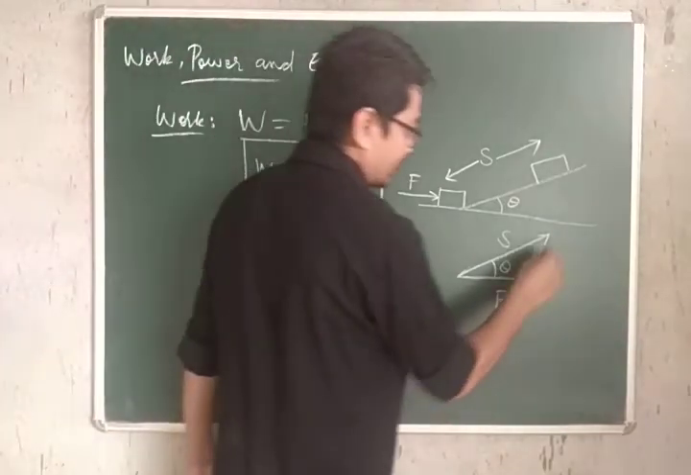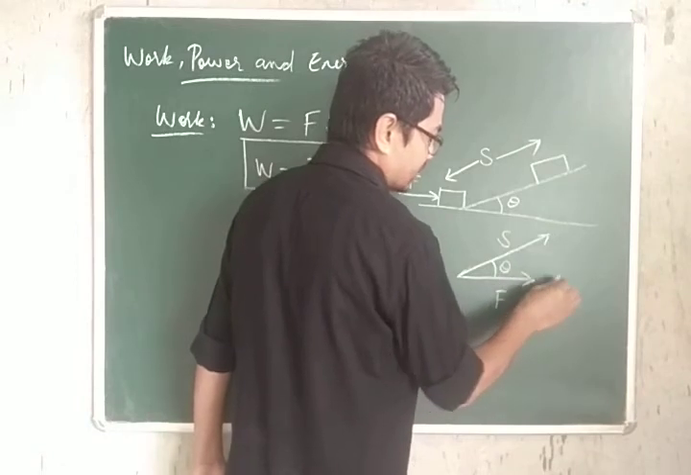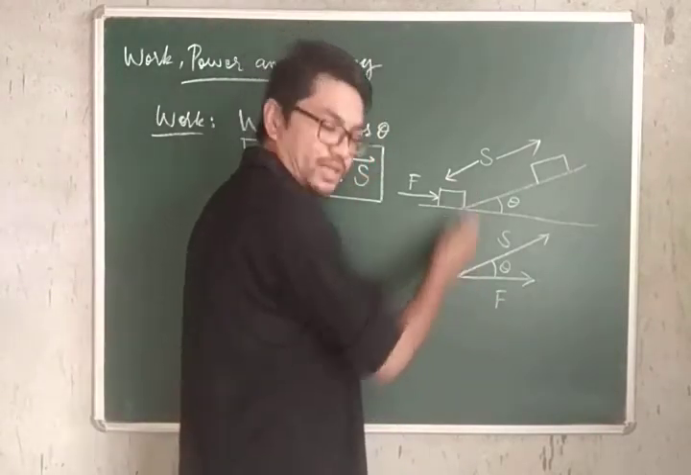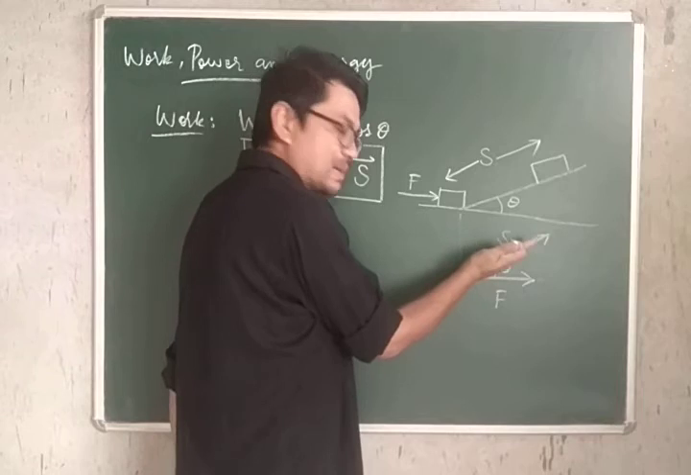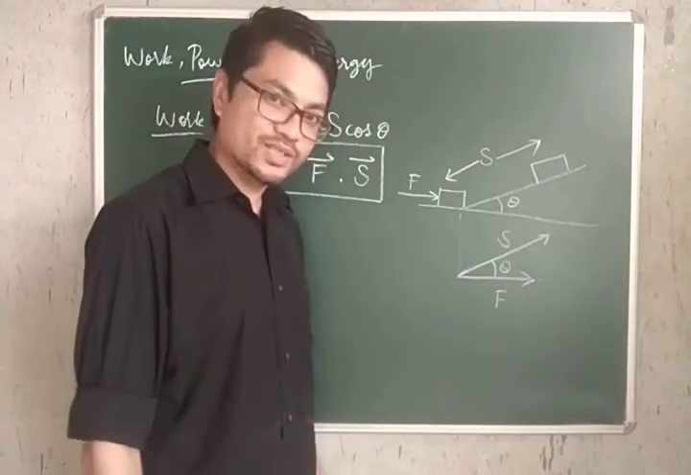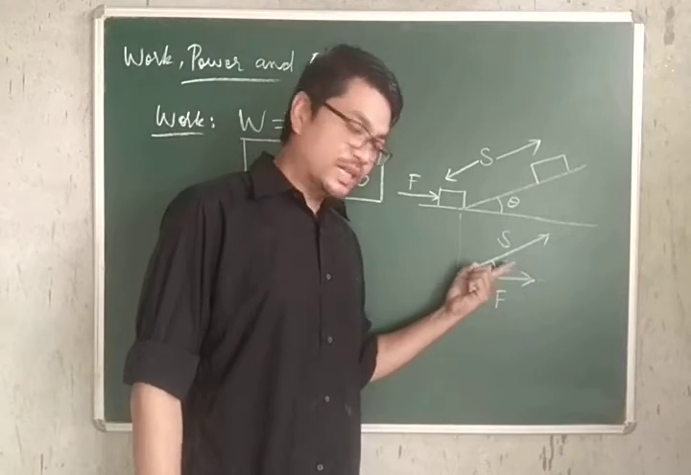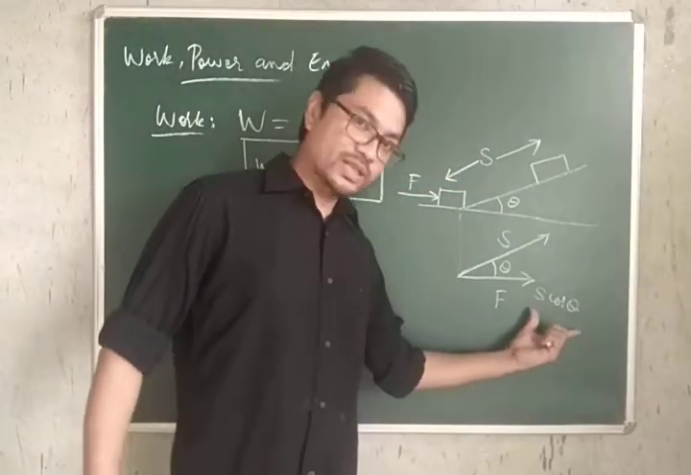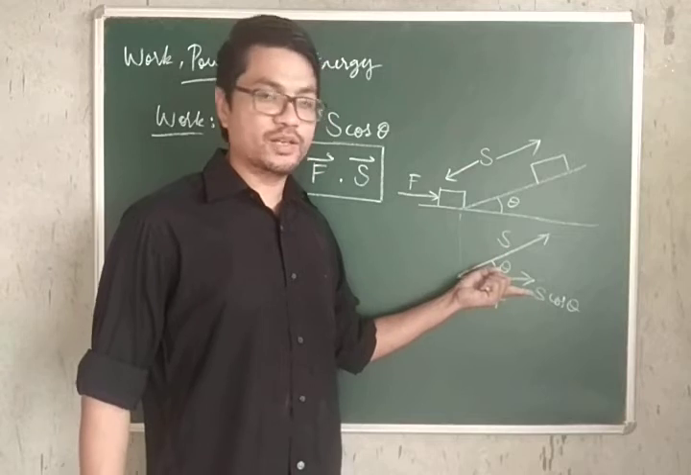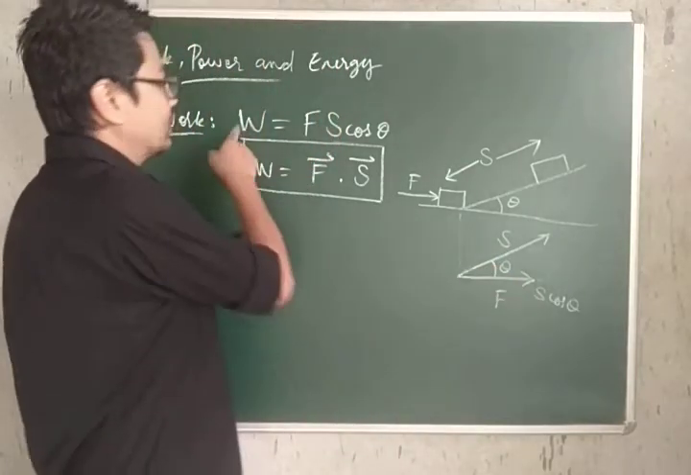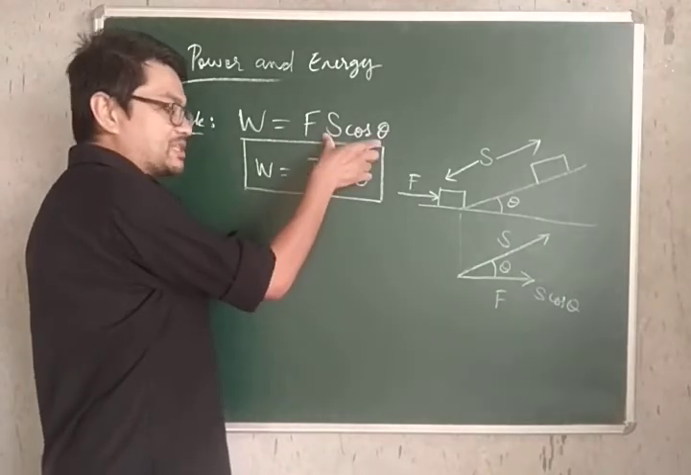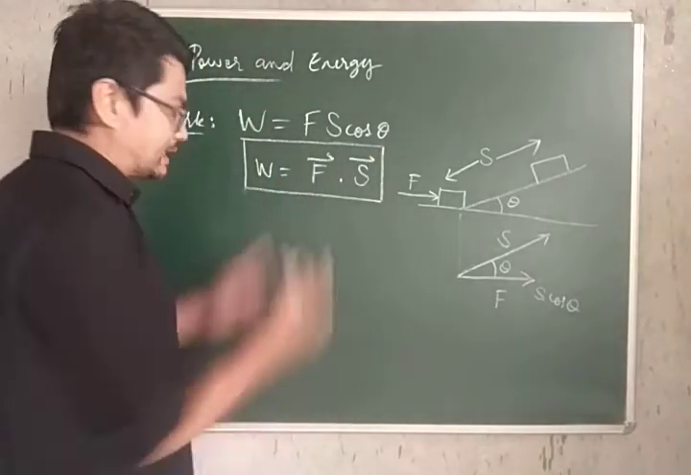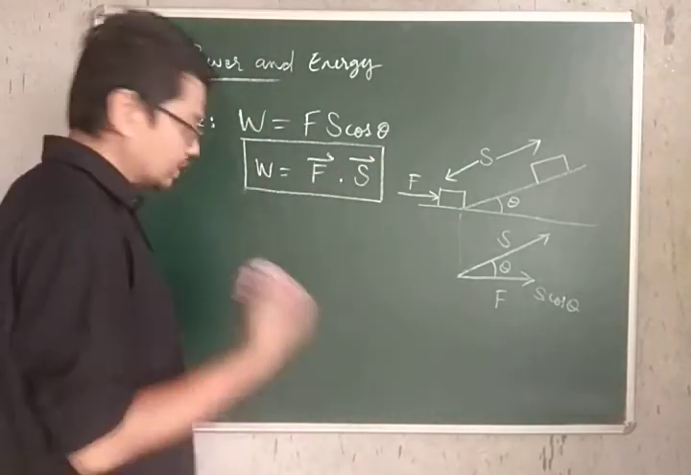Now what we do is resolve the displacement into two mutually perpendicular components, but we do not need the vertical component. What we are only interested in is the component of the displacement in the direction of the force. So the component of the displacement in the direction of the force would be S cos theta. So S cos theta is the displacement in the direction of the force. Therefore, work is measured by the product of the force acting and the displacement produced in the direction of the force. Remember that, because of which we get this form for work done.